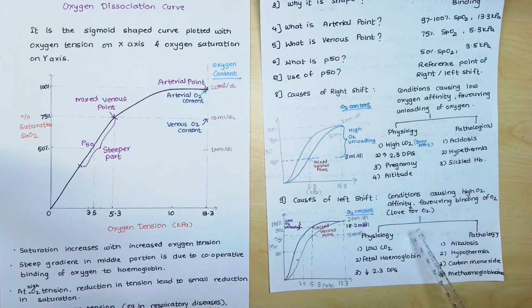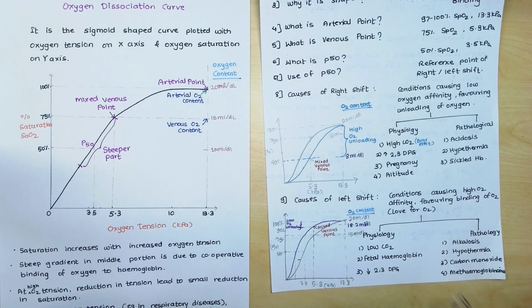The physiological conditions are low carbon dioxide, fetal hemoglobin, and reduced 2,3-DPG, and the pathological conditions are alkalosis, hypothermia, carbon monoxide, and methemoglobinemia.